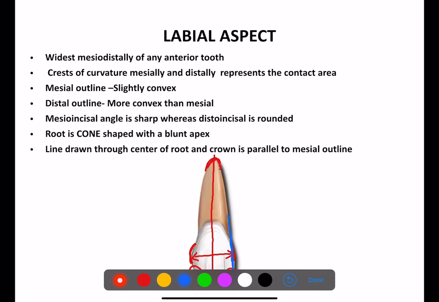So these are the characteristic features of the labial aspect of maxillary central. Remember the one point, it is the widest mesio-distally of any anterior tooth. That is the important point. So in all the anterior teeth, that is central, lateral and canine, the widest mesio-distally is the maxillary central.